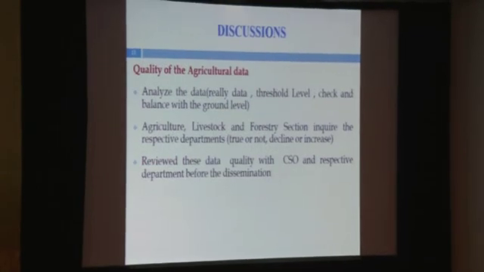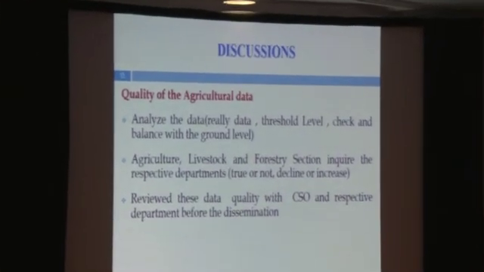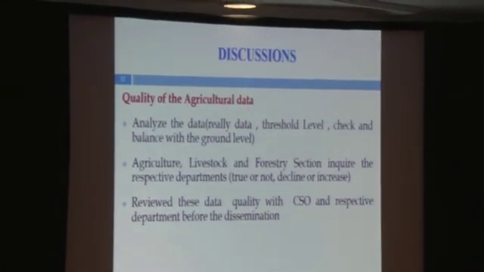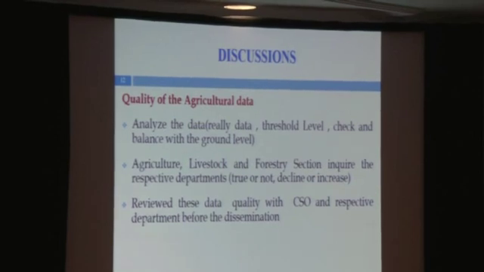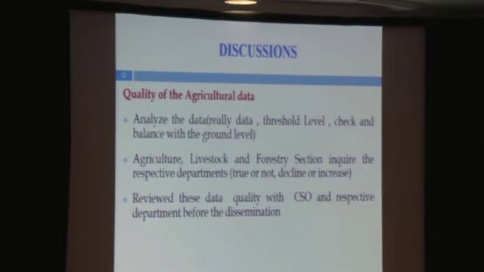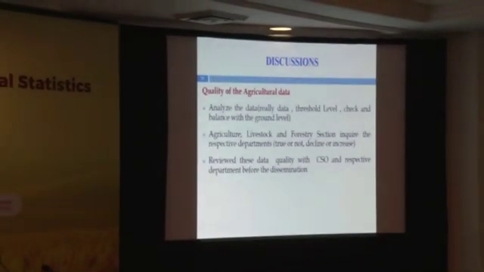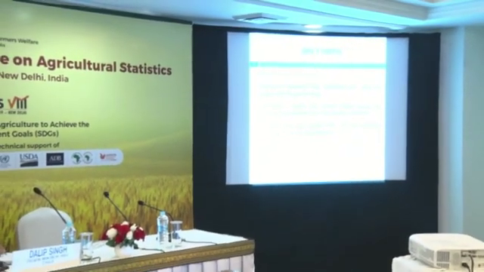For the CSO, after collecting the data, we check the data quality. Firstly, after receiving the data, we prepare the excel file. After that, we analyze and check the data, threshold level, and check and balance at the ground level, whether it is true or not, a decline or an increase. After that, before dissemination, we review the data quality with the Central Statistical Organization and the respective departments and cluster of the agriculture cluster group.